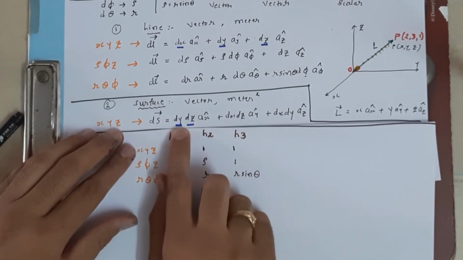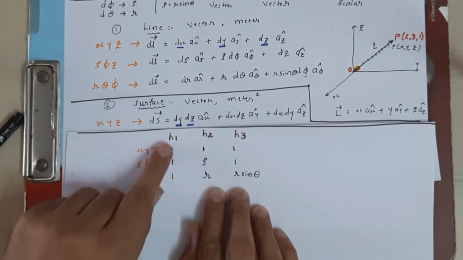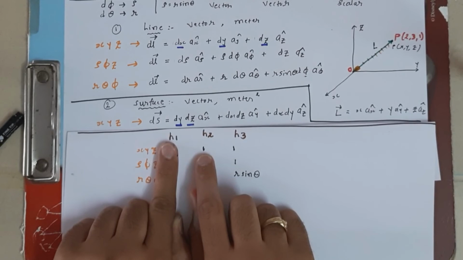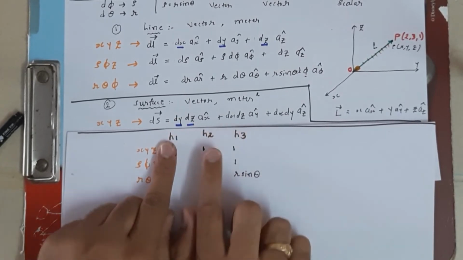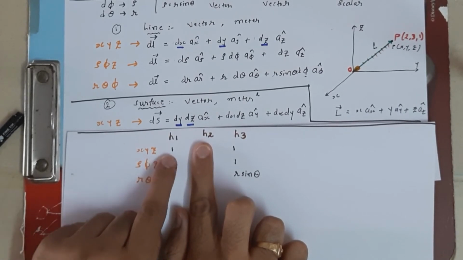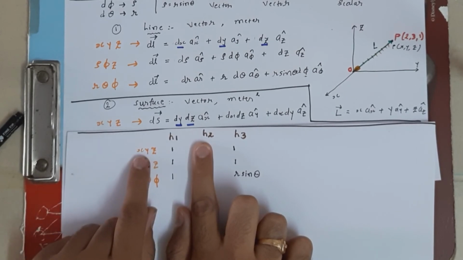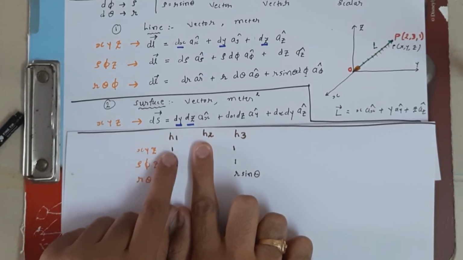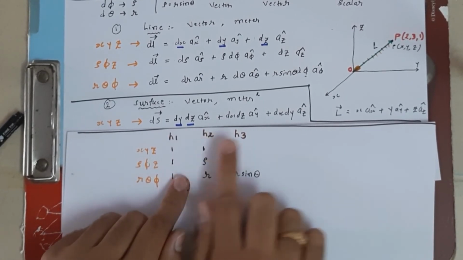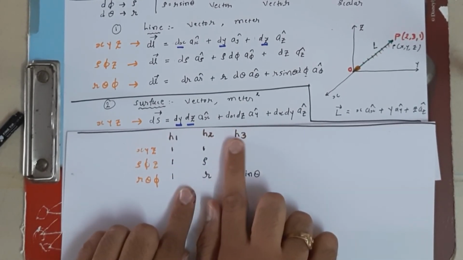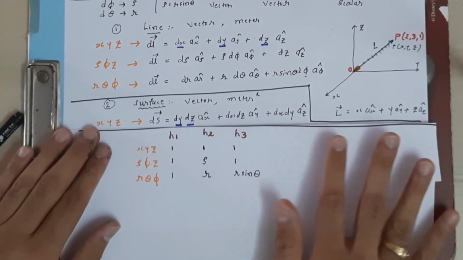Based on this, we write the equation for the differential surface in the Cartesian coordinate system. For the first term, dy dz, I hide the first column and do the simple product 1 into 1, so the coefficient is 1. For the second, I hide the second column, 1 into 1. I consider the Cartesian row x, y, z, so the coefficient is 1. In the third case, I hide h3, again 1 into 1, so it is 1.